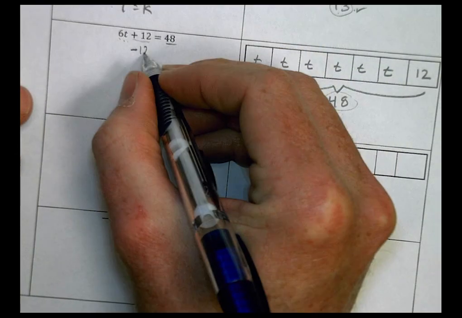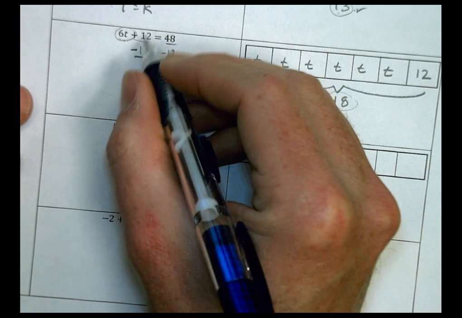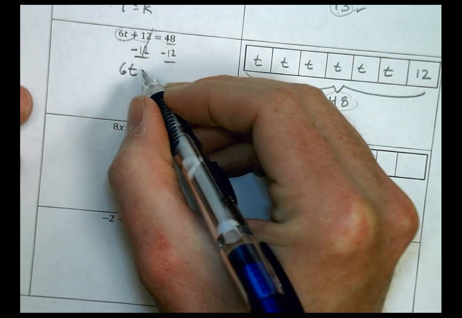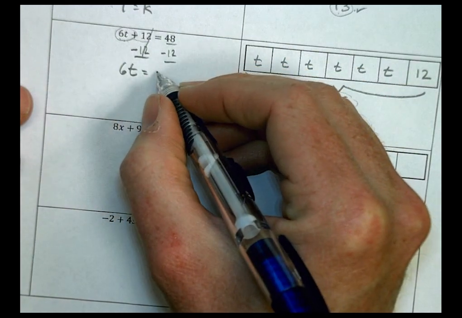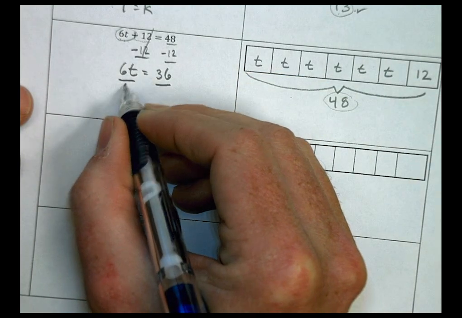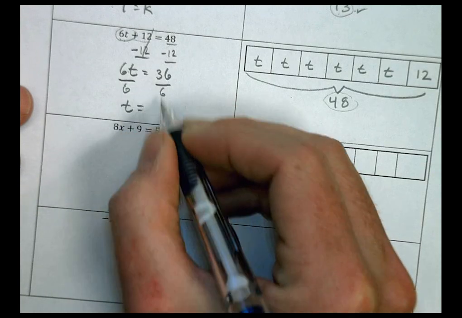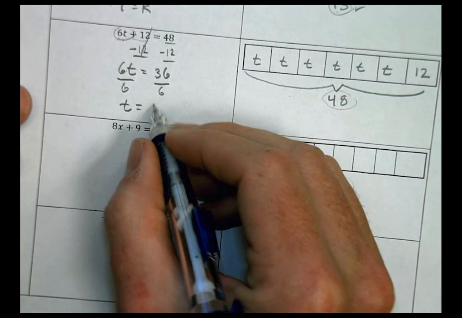So I subtract 12 in order to get the variable by itself. This goes away, so 6t is equal to 48 minus 12, which is going to be 36. We divide both sides by 6 in order to undo the multiplication. So I have t equals 36 divided by 6, which is 6.